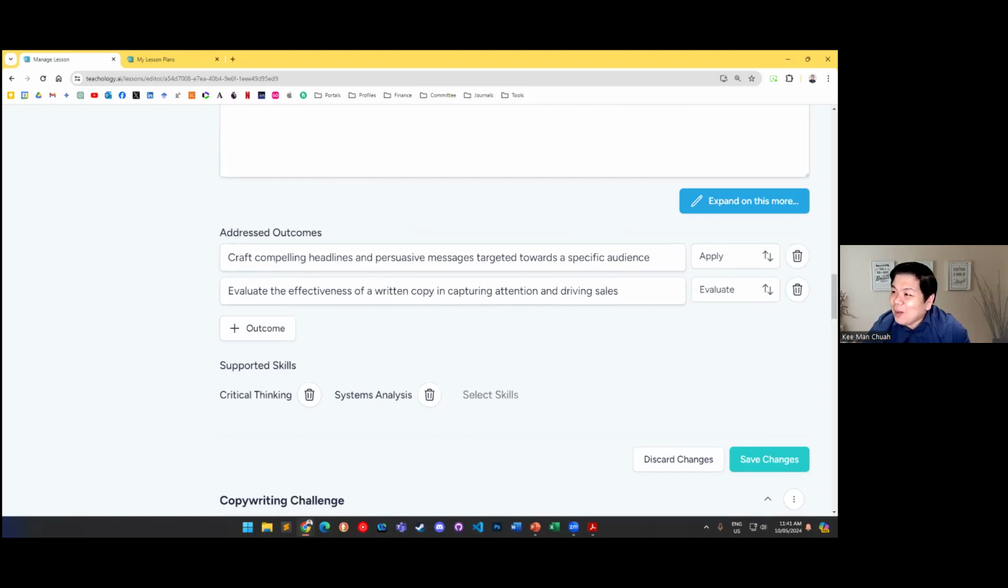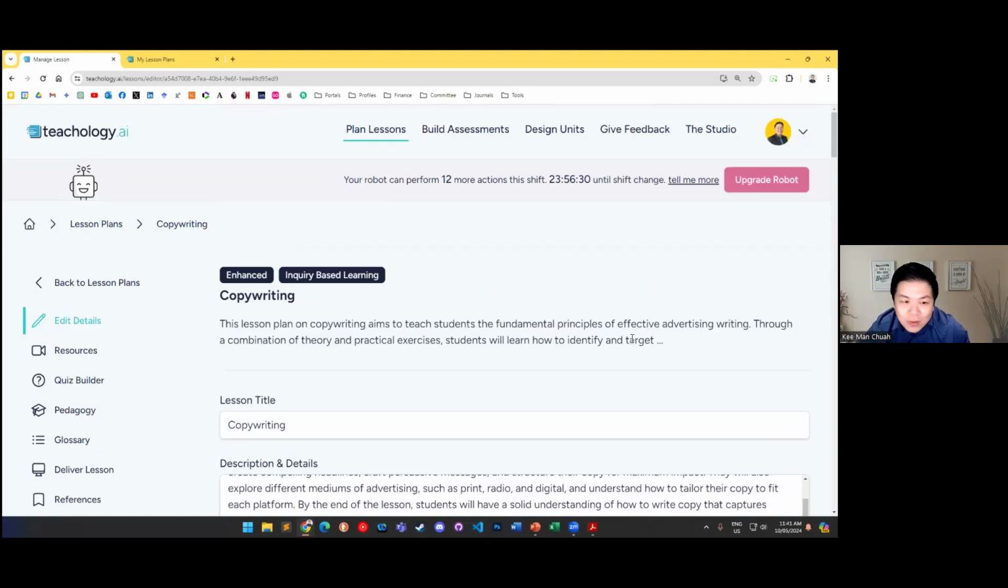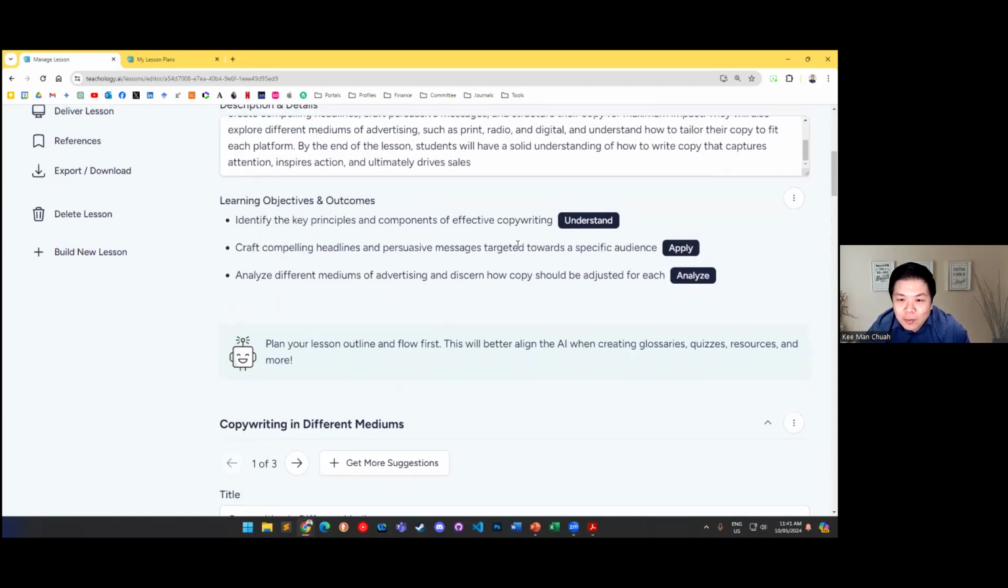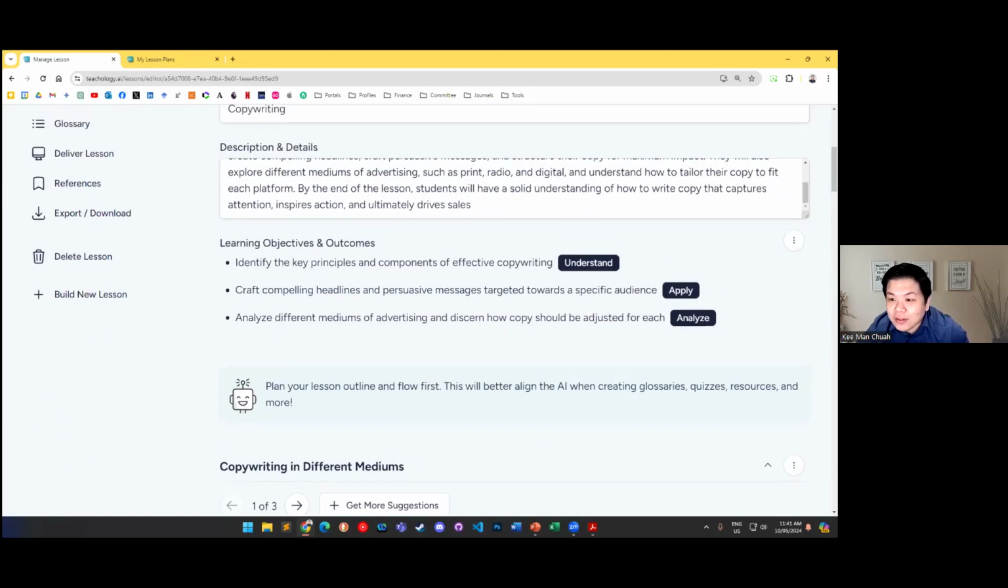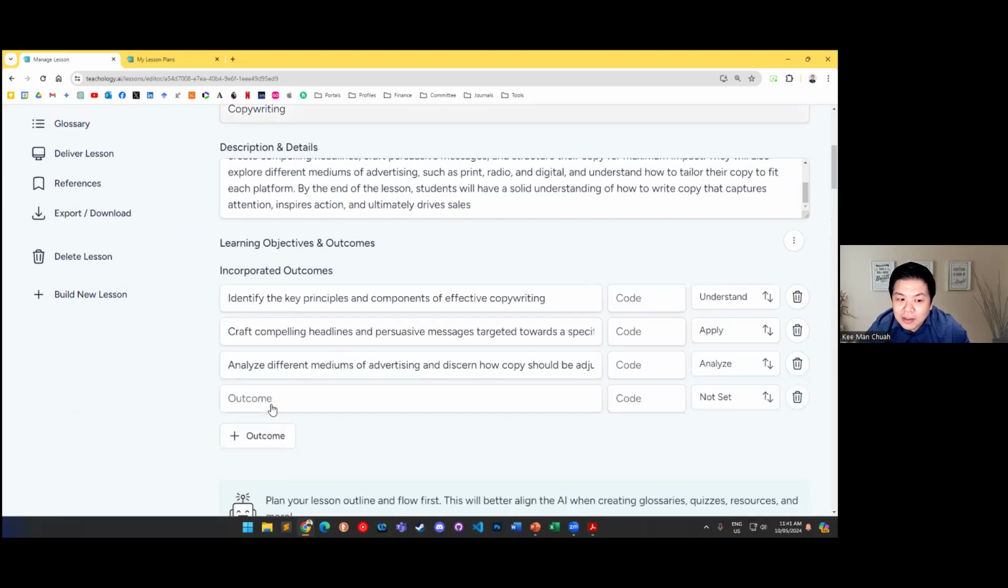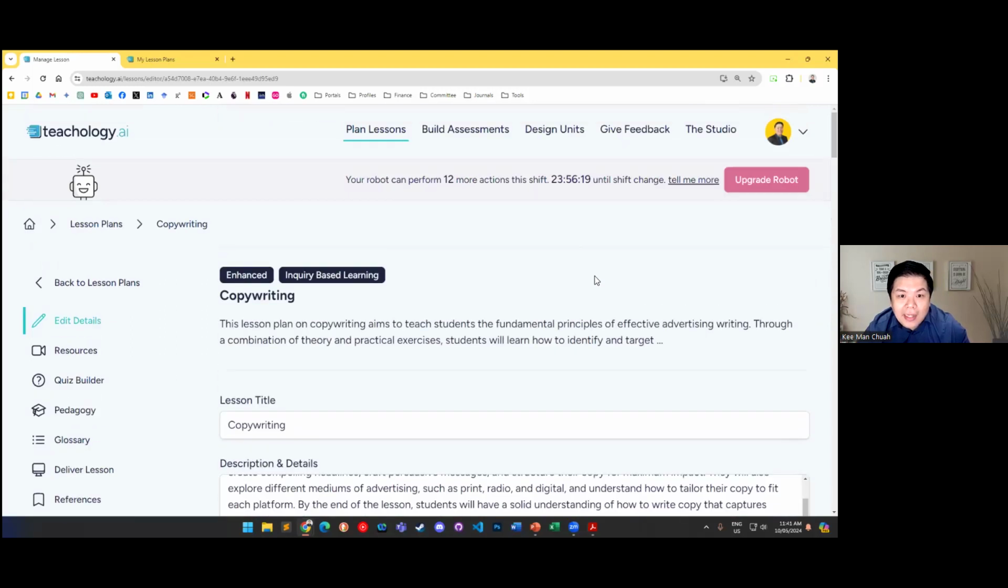I like this because it aligns directly with the LO, right? And LO, you don't have to rely on the robot. You can key in your own LO, like this one. Again, edit outcome, you can key in your own LO, right? Okay, that is Teachology AI.